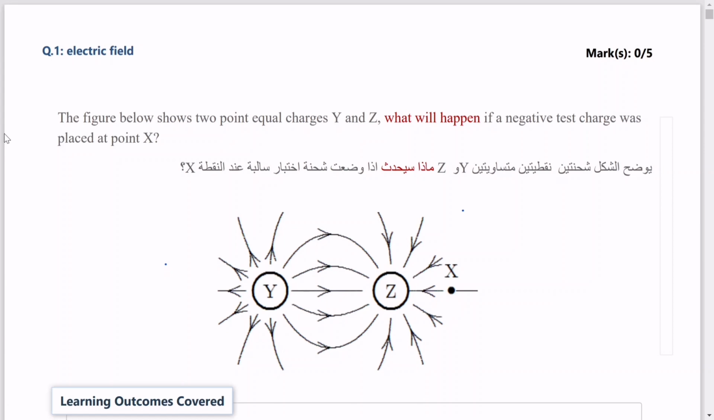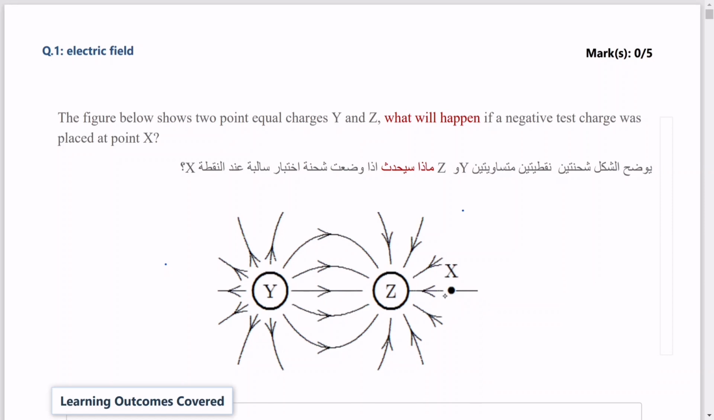In this video, we are discussing Grade 10 Advanced Physics Exam Paper, Term 2 for the year 2022. The figure below shows 2 point equal charges Y and Z. What will happen if a negative test charge was placed at point X?